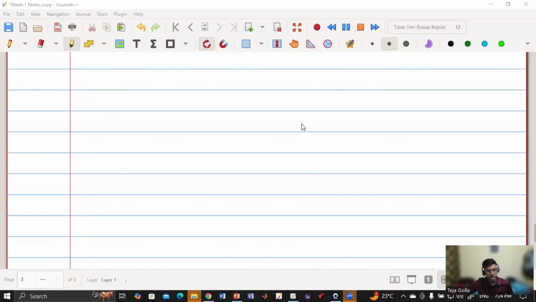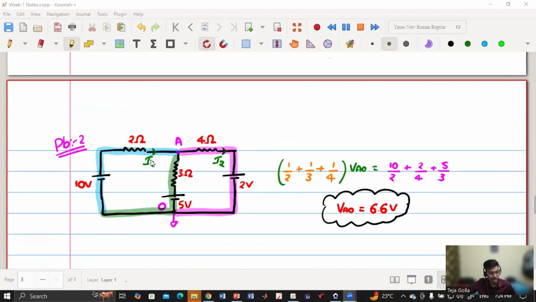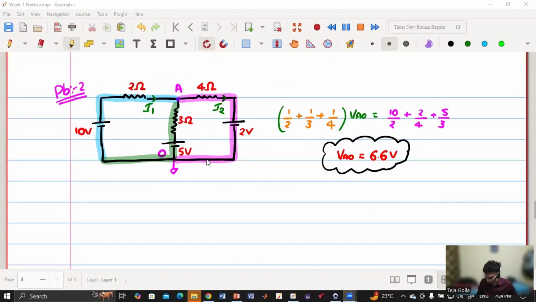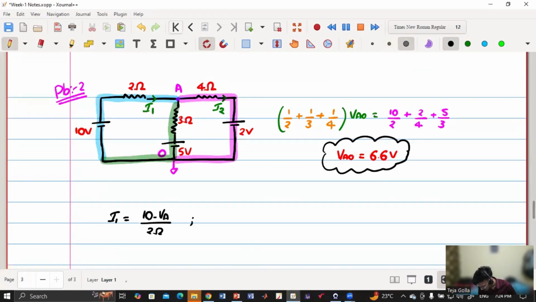Sir, how to solve for voltage using mesh and how to solve for current using node? Gopal, very good question. So as I have said here, if I have to calculate I1 and I2, how will I calculate? So here, I1 is nothing but 10 minus VA by 2 ohm and I2 is nothing but VA minus 2 volt by 4 ohm. So now we can get the currents.